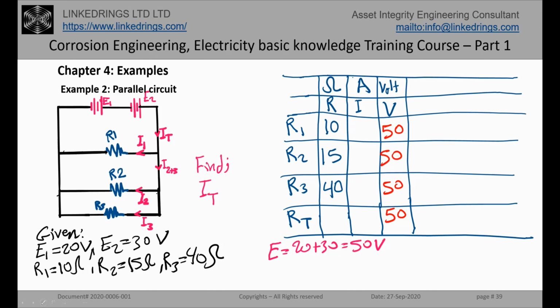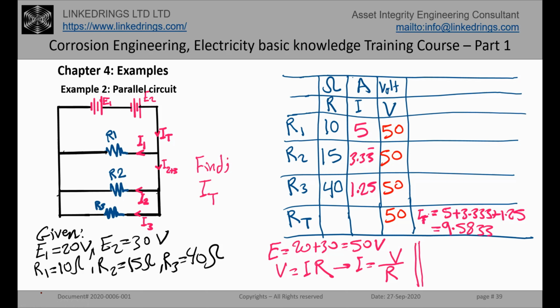So I equals V divided by R. Let's calculate it. How much is I here? 50 divided by 10 is 5. Then 50 divided by 15 is 3.333. 50 divided by 40 is 1.25. And what will be the total current? Total current, I total, equals I1 plus I2 plus I3, so 9.58333.